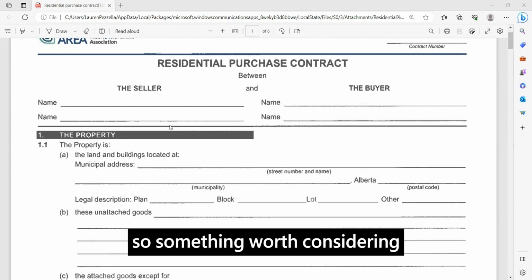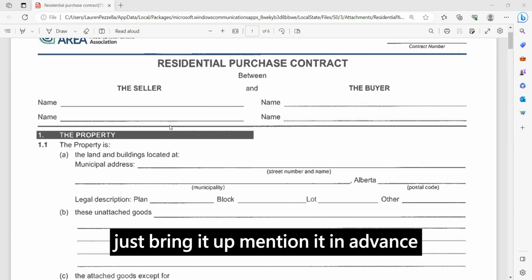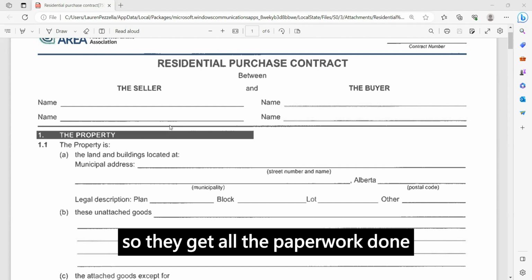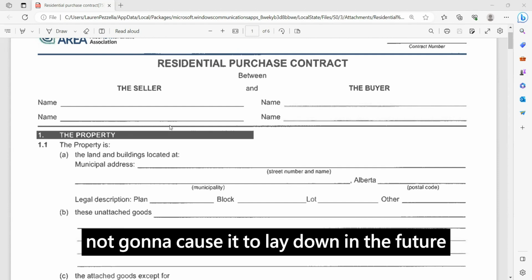So something worth considering, if there has been a change of name, just bring it up, mention it in advance so they can get all the paperwork done, and it's not going to cause a delay down in the future.